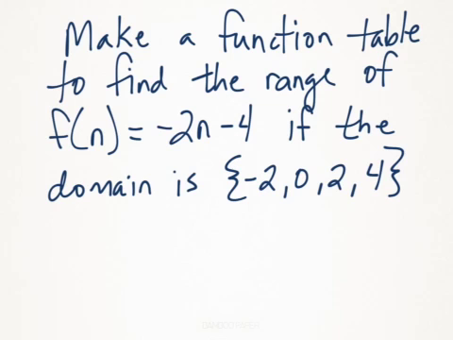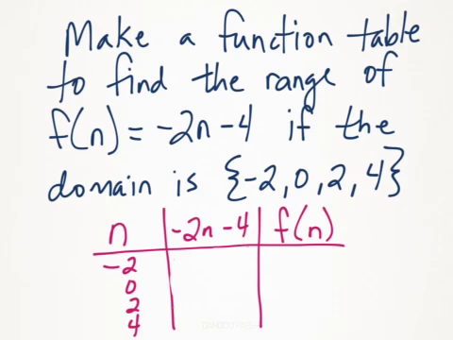So here's another kind of example you may see in the book. Make a function table to find the range of f of n equals negative 2n minus 4 if the domain is negative 2, 0, 2, 4. So this will be our data or our input for the first column. Second column will be our rule, negative 2n minus 4. And then the third column will be f of n.